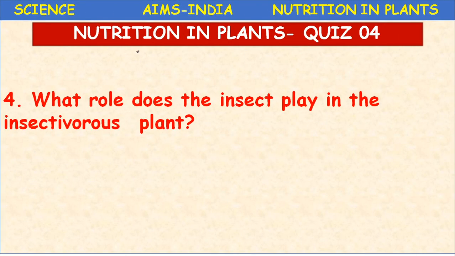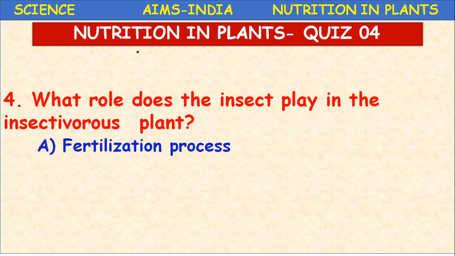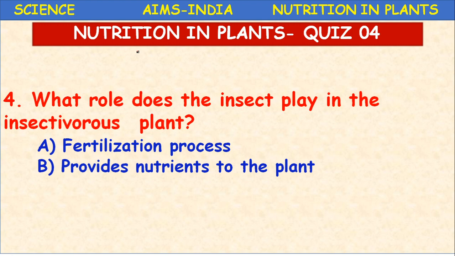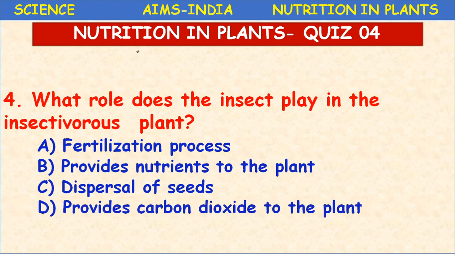Next, what role does the insect play in the insectivorous plants? Okay, insectivorous plant and insect. What is the role of the insect? The fertilization process, provides nutrients to the plant, dispersal of seeds, provides carbon dioxide to the plant.